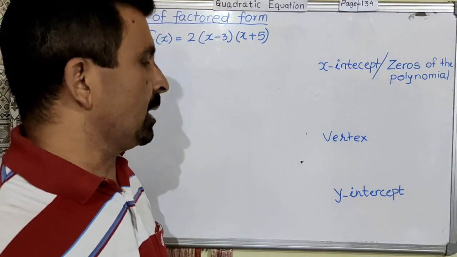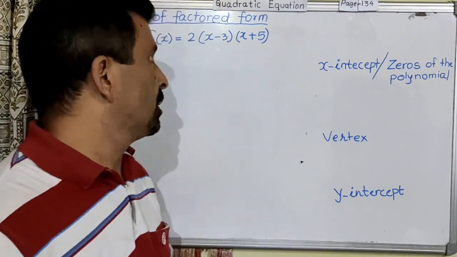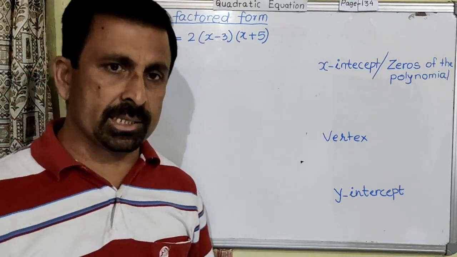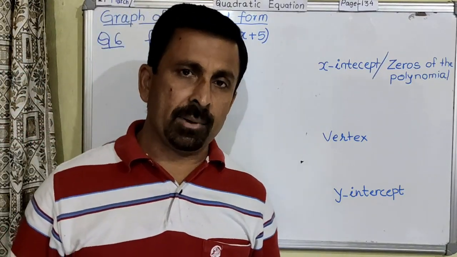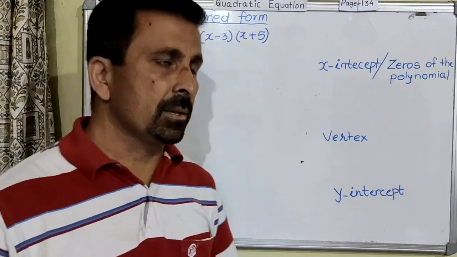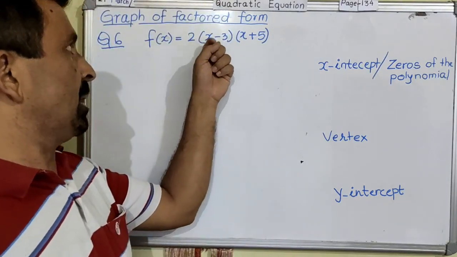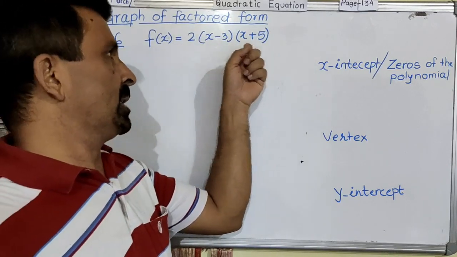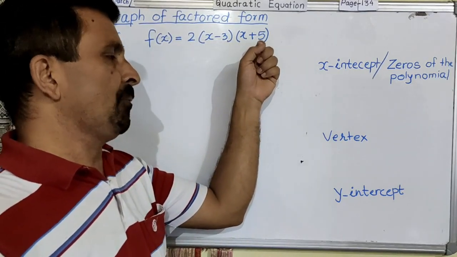Now if I show you one more example with a question, this is question number 6. Your equation is 2 into (x minus 3) into (x plus 5). This is our question, and you can see that this question is in the factored form.